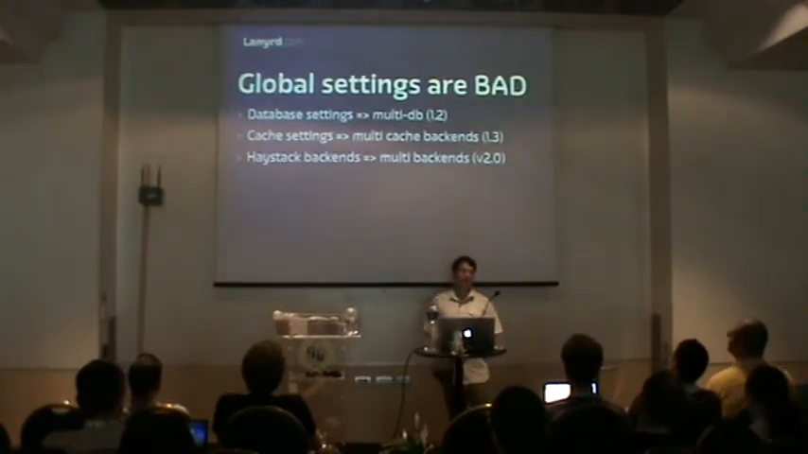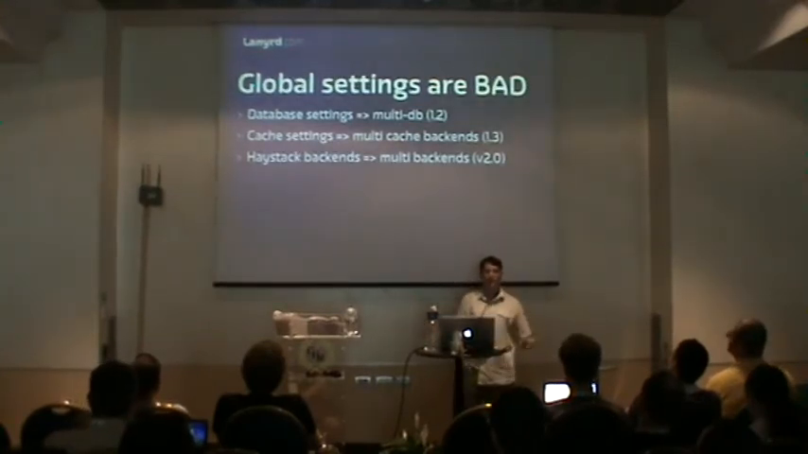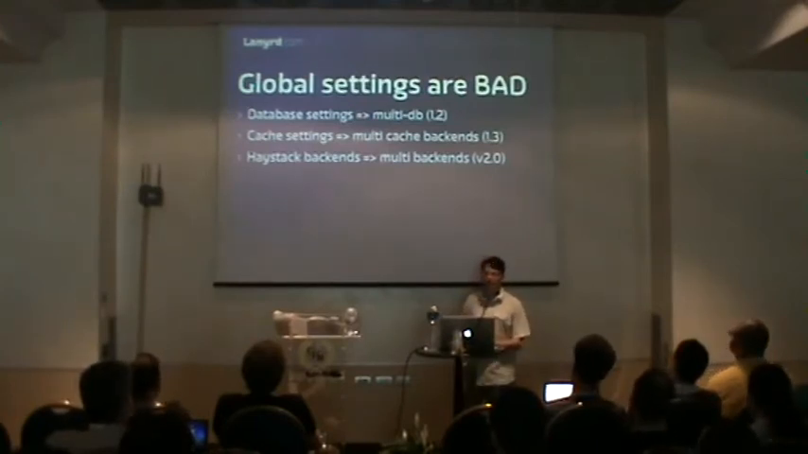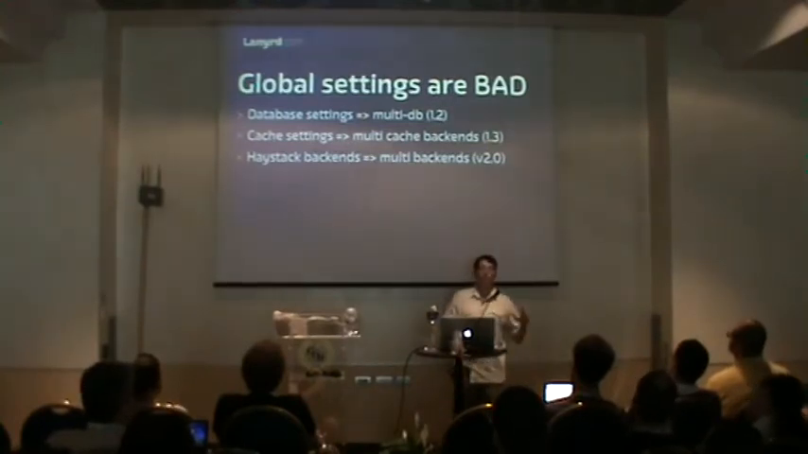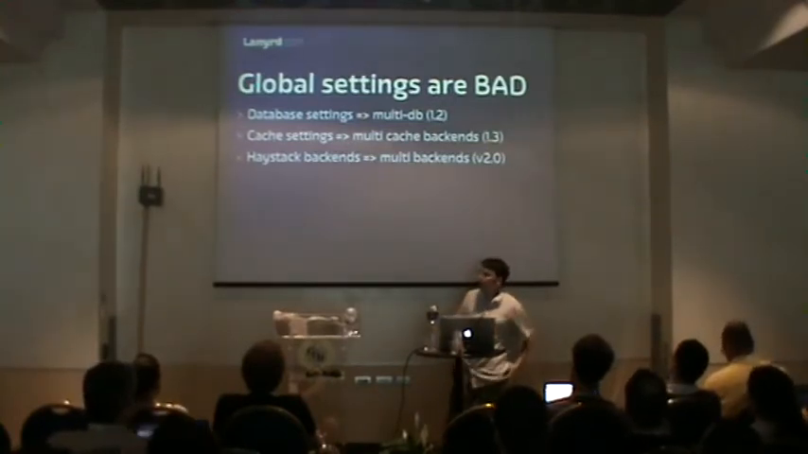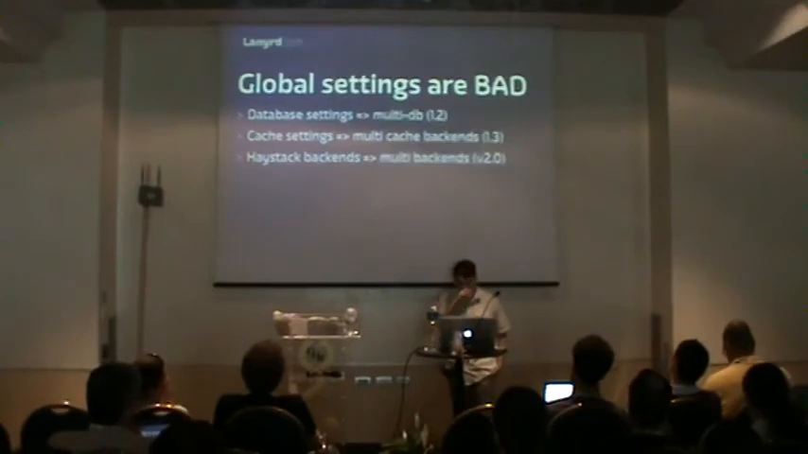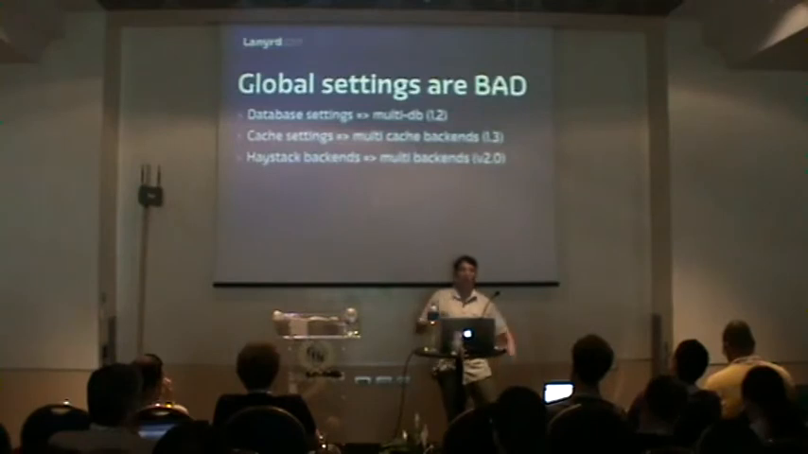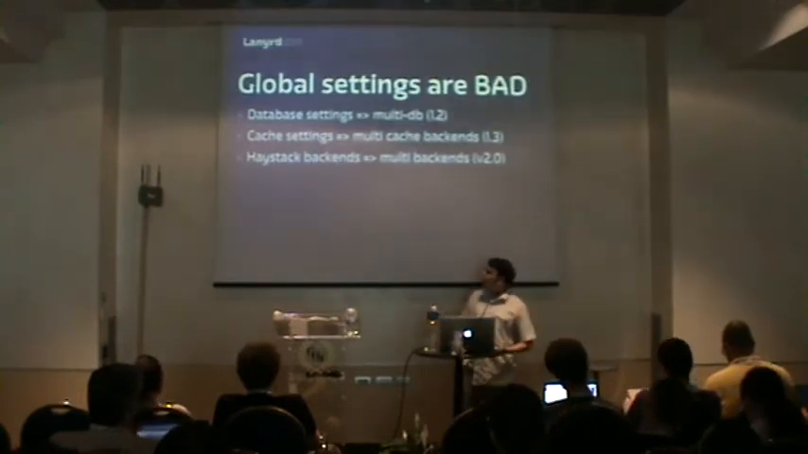Haystack is a Django application that we use to talk to Solr, the search engine. Fantastically useful piece of software. It lets you talk to Solr and Whoosh and Xapian and all sorts of different search indexes. But again, it only allows you to configure one search index at a time. So the next version of Haystack that's coming out hopefully quite soon has multiple backends modeled on Django's MultiDB, where you can configure multiple search servers and talk to those. So this is a pattern that keeps on coming up.